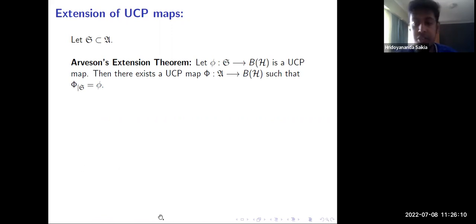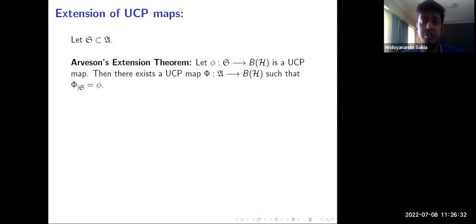I will not take much time from here. I will quickly go through some definitions. Extension of Arveson's extension theorem. Suppose I have a UCP map Phi from the operator system S to B of H. Now the question is, suppose A is a C-star algebra containing the operator system.